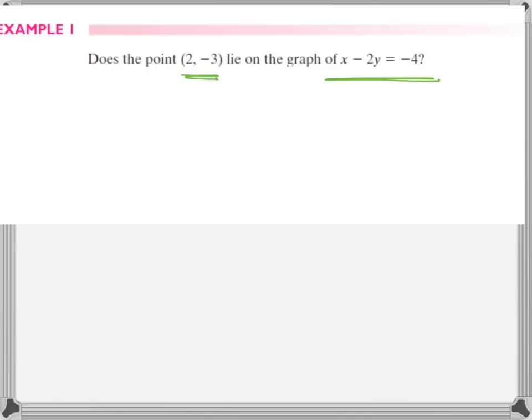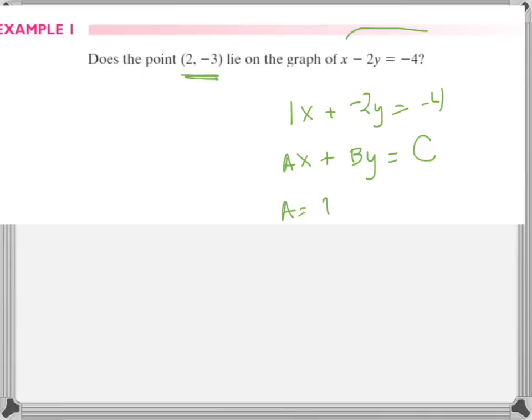Does (2, -3) lie on the graph x minus 2y equals -4? This equation right here is an equation in standard form, because if I wrote it like 1x plus -2y equals -4, well, here we have our ax plus by equals c. So our a would be 1, our b would be -2, and our c would be -4. So this is a linear equation written in standard form. I say that because there are going to be other ways that we write linear equations other than standard form.